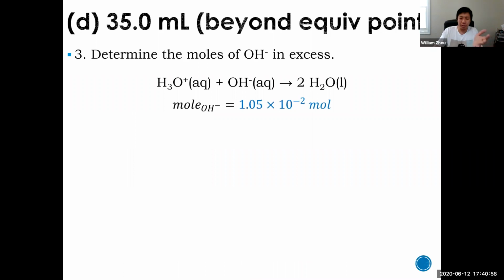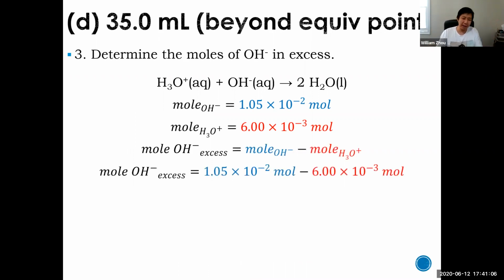When they neutralize to become water, all of the acid will be gone and there will be base left behind. So you do the math, 1.05 times 10 to the negative 2 minus 6 times 10 to the negative 3. Put this in your calculator. You should get 4.50 times 10 to the negative 3 mole of hydroxide. That is the amount of hydroxide you have in excess. And then you need to calculate the pH. So negative log of this, you get pOH. You subtract from 14, you get the pH. Does that make sense?